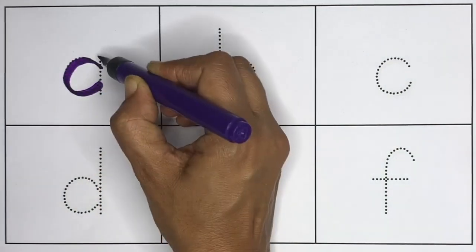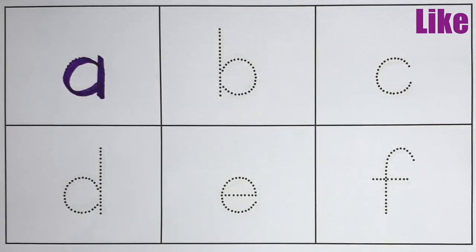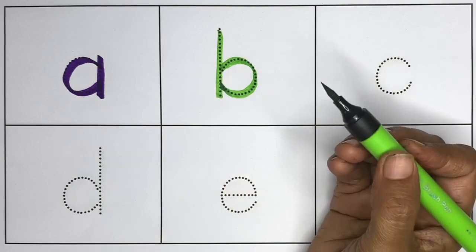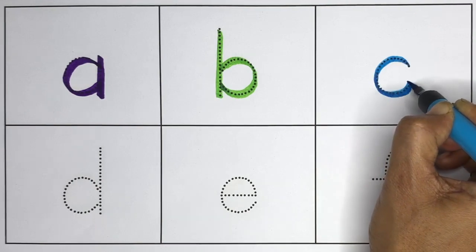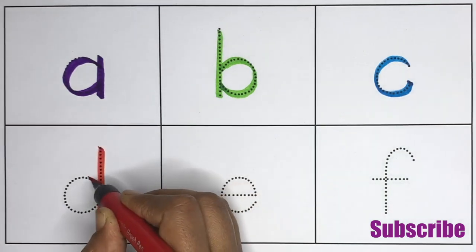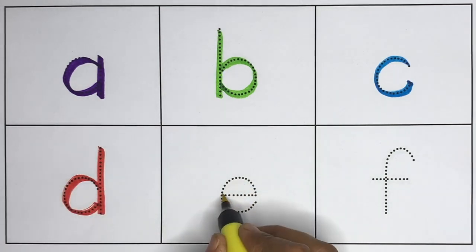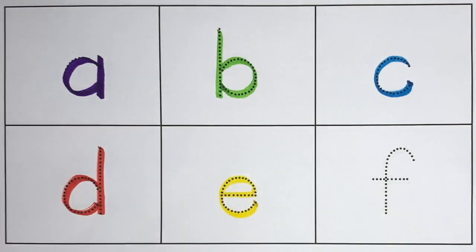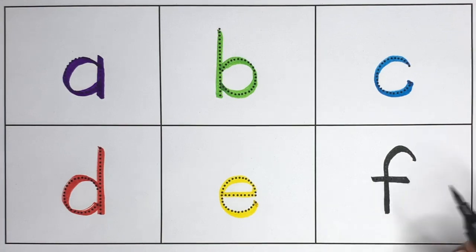A, A for apple. Violet color. B, B for ball. Green color. C, C for cat. Blue color. D, D for dog. Red color. E, E for elephant. Yellow color. F, F for fish. Black color.